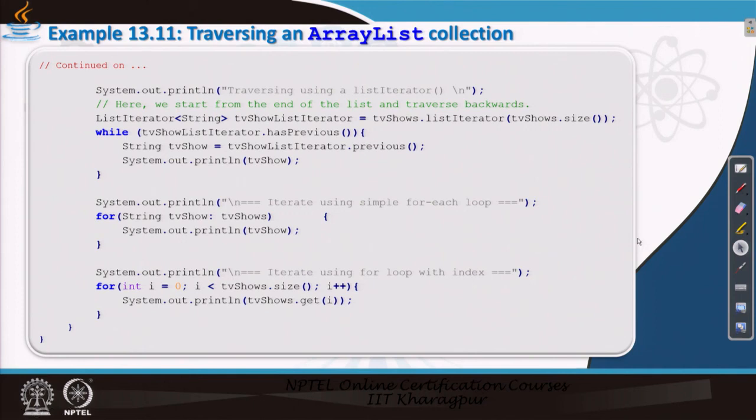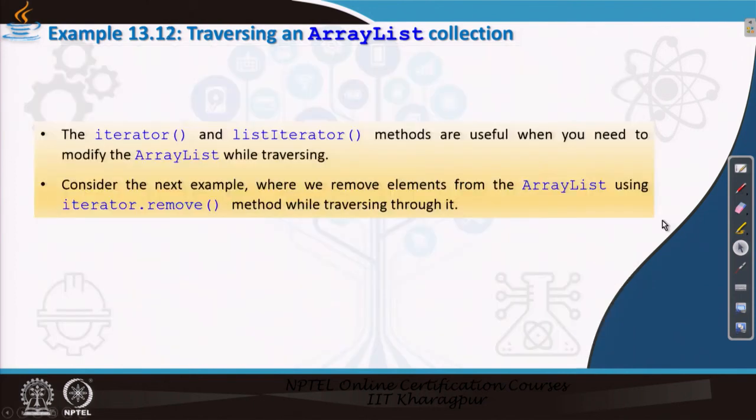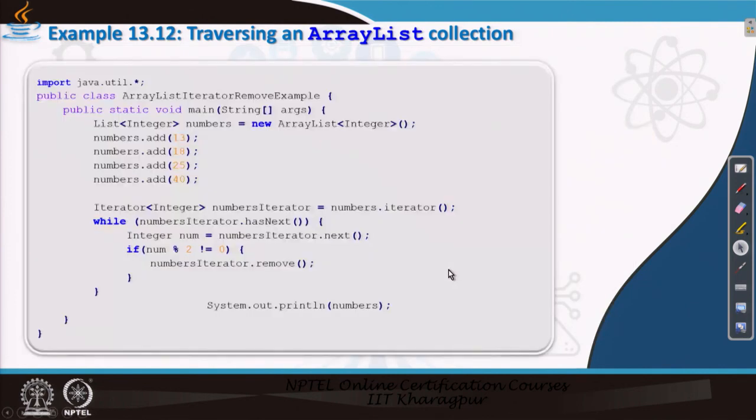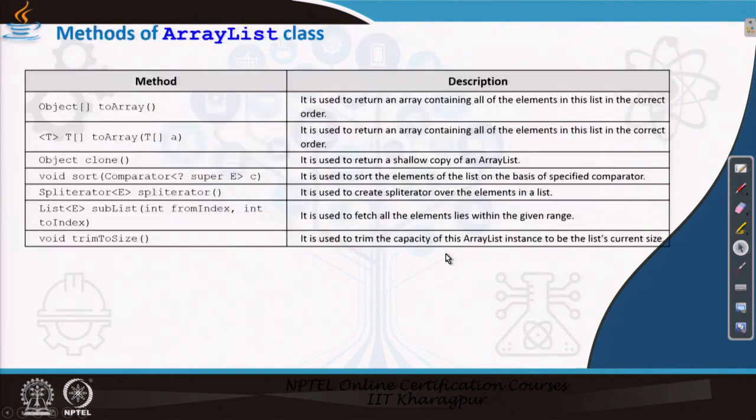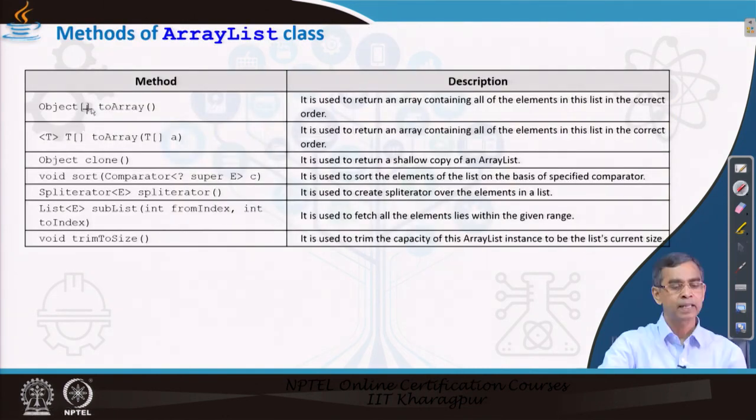This is one example that shows how to traverse the entire collection using different approaches, with the iterator and list iterator methods. Now, there are certain methods called bulk operations which can be applied on a collection. Clone is one example we have discussed for bulk operations, but in ArrayList there are certain methods like toArray. It converts any type of collection to an array, and given an array of any type it can be converted as well. Clone is a method you are already familiar with.